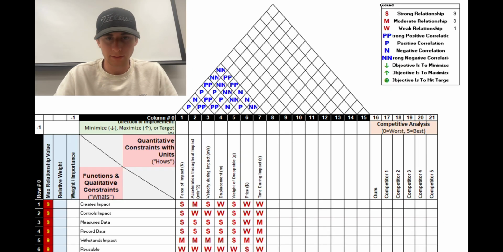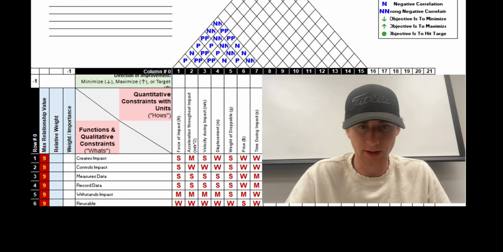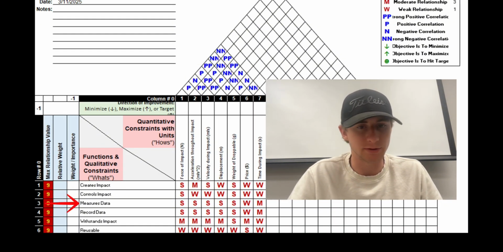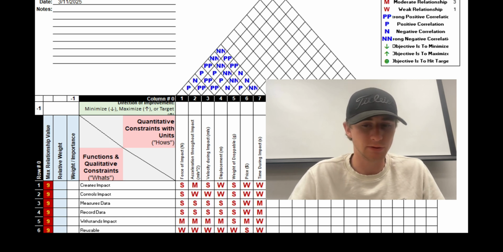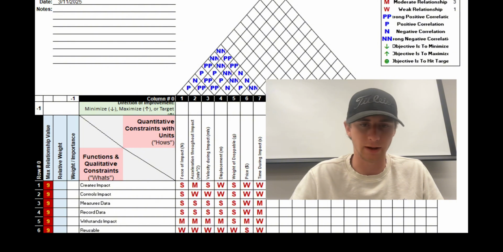For our house of quality, we can see that it's broken up into several sections. Starting off, we have our functions and constraints, or the whats. These include creates impact, controls impact, measures data, records data, withstands impact, and is reusable. These are all things that the device, for a function, must do to be what it is, versus the constraints, which are things that it should do to be what it is, like having paint on a bike.